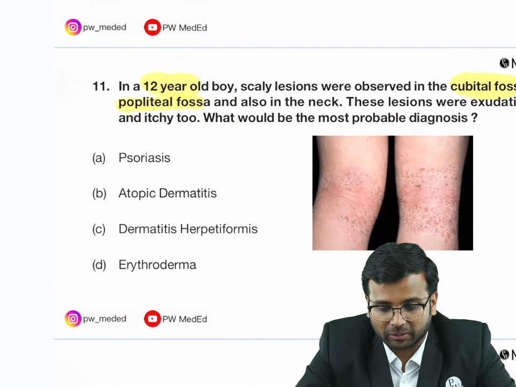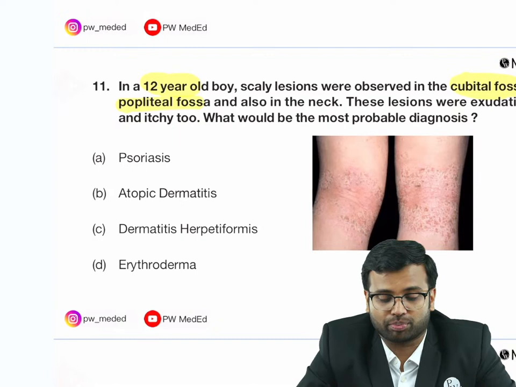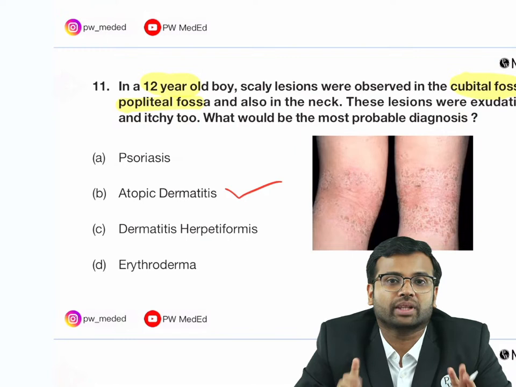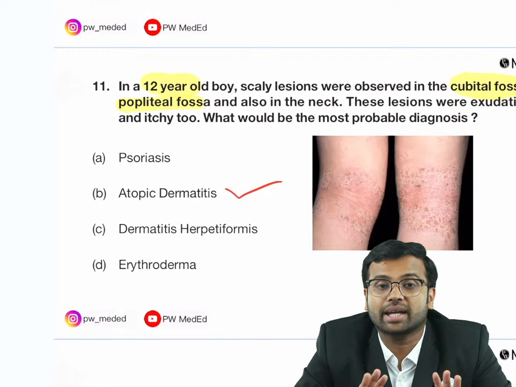Yes, so there may be a history of atopy, and there may be a positive family history as well. So here the right answer is going to be atopic dermatitis. In atopic dermatitis, please remember that on the day of the exam, they can twist the question, or the site of presentation may differ according to the age of the patient.